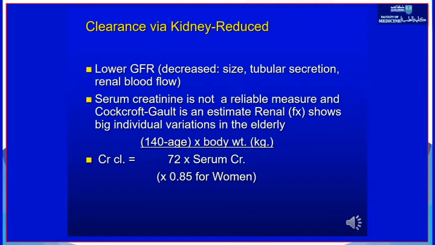It can be calculated by this equation, which is known as the Cockcroft-Gault equation, where creatinine clearance equals 140 minus age, say 70, times the body weight, say 70 kilograms. So that is 4,900 divided by 72 times the serum creatinine, and that is the value that we have for men. For women, you multiply this ratio by 0.85.